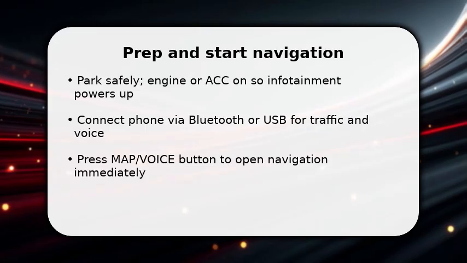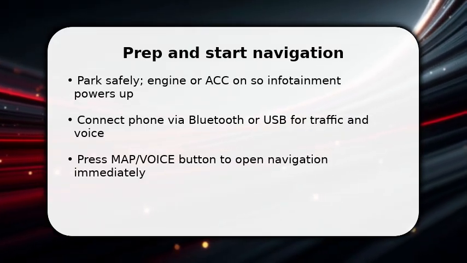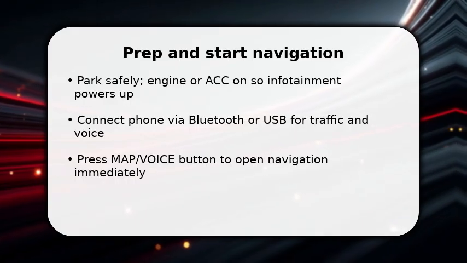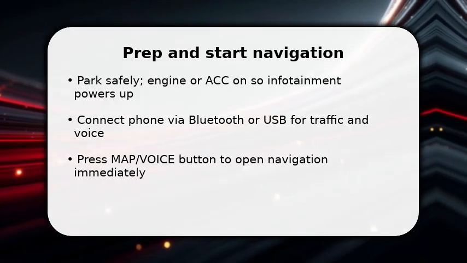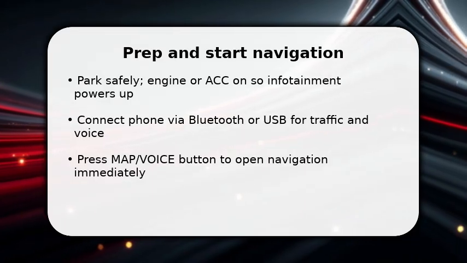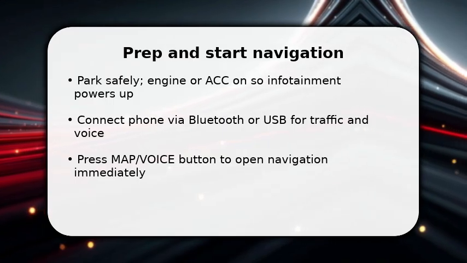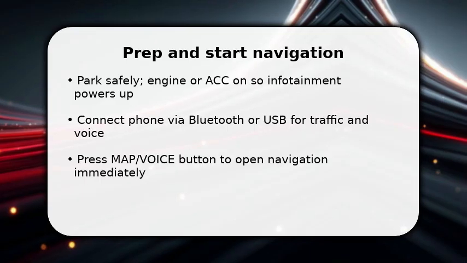You begin by getting power to the system and a stable connection. Start the engine or switch to ACC so the 2018 RAV4 Entune screen is live. This allows maps and voice features to initialize. Once done, connect your phone with Bluetooth or USB if you want real-time traffic and voice search.